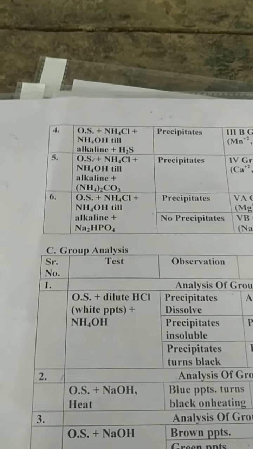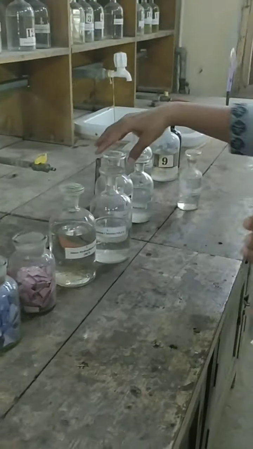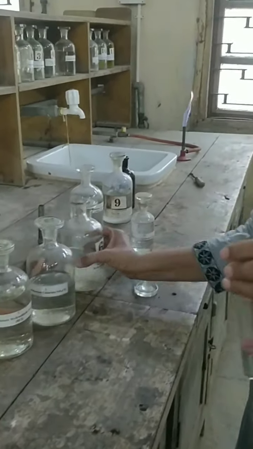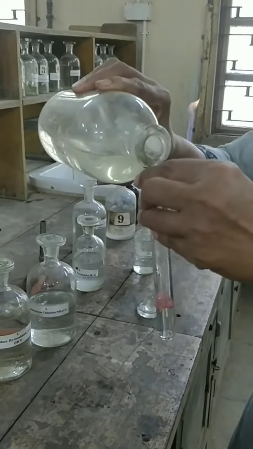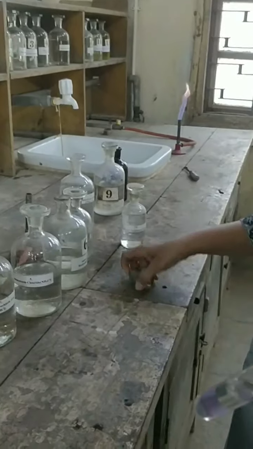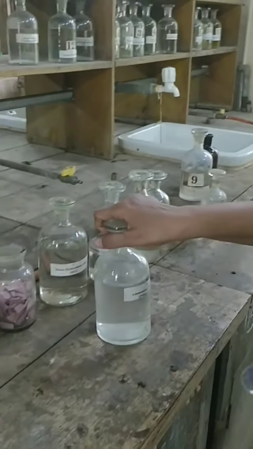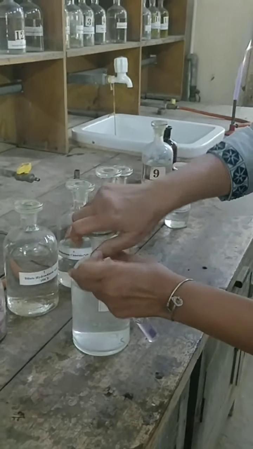Then we have to add ammonium hydroxide till the solution becomes alkaline, so we will add red litmus paper. Then we will start adding ammonium hydroxide till the paper turns blue. You can see the paper has turned blue. So after this we will add ammonium carbonate.